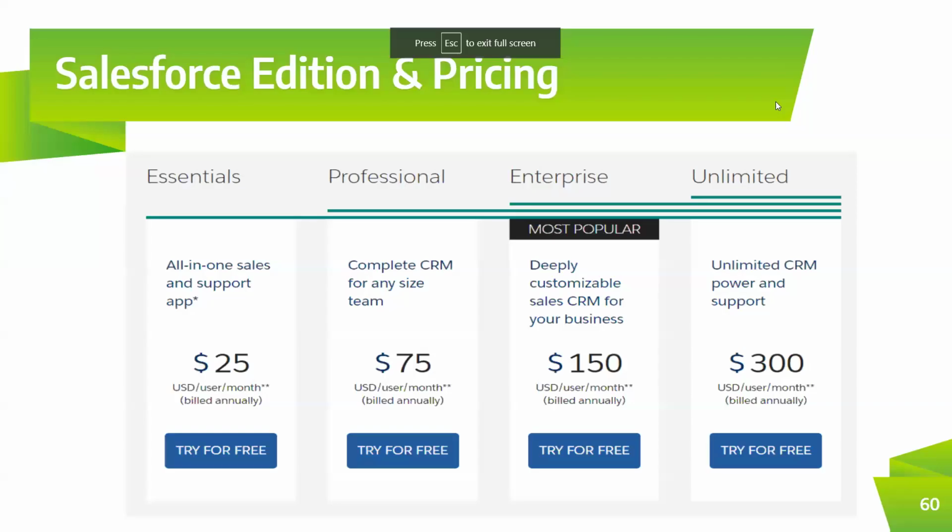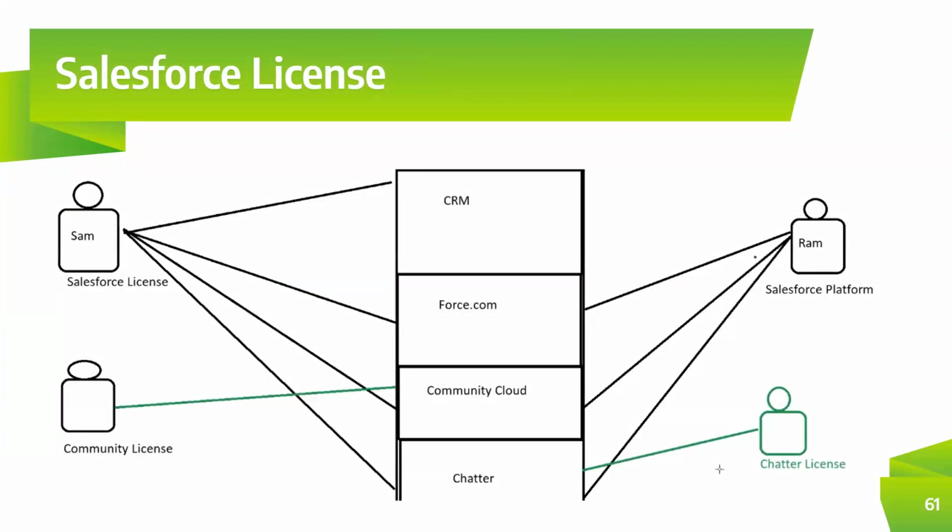So we have Enterprise edition, Professional edition, Unlimited edition, Developer edition, and so on. Got it? So we have different editions. Now, a Salesforce license. When you talk about Salesforce license, we have many licenses available here. When you get a Salesforce license, you are allowed to access everything: your Chatter license, your Community, your Force.com, your CRM. So now see here, we have CRM, Force.com platform, Community Cloud, Chatter, all those things.